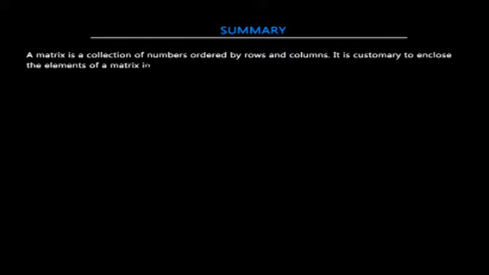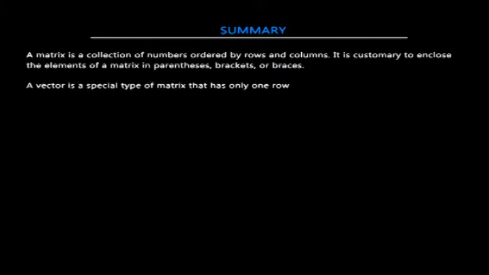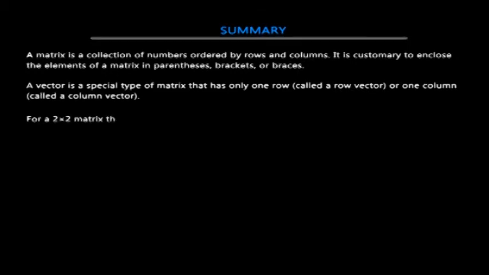Now in the end, let us summarize what we have learnt in this lecture. A matrix is a collection of numbers ordered by rows and columns. It is customary to enclose the elements of a matrix in parentheses, brackets or braces. A vector is a special type of matrix that has only one row, called a row vector, or one column, called a column vector. For a 2 by 2 matrix, the determinant is ad minus bc.